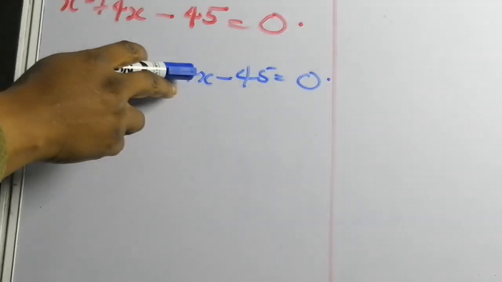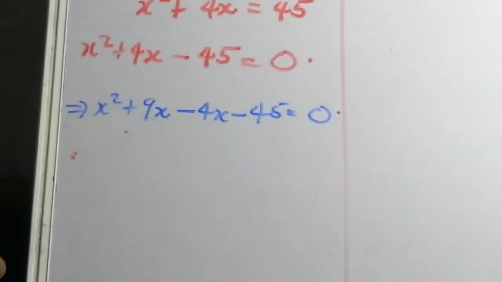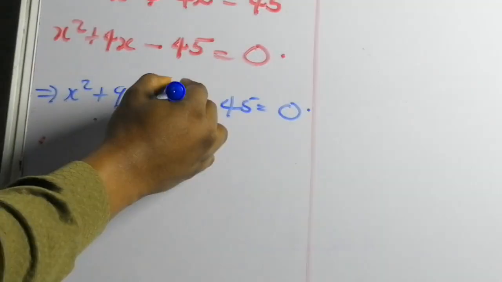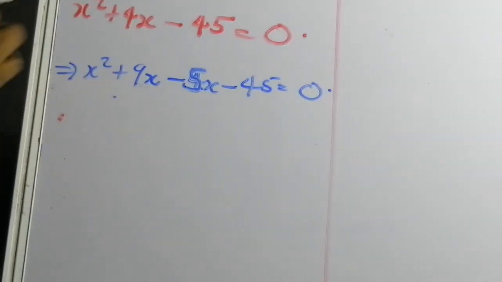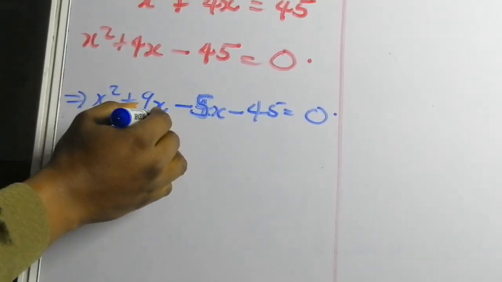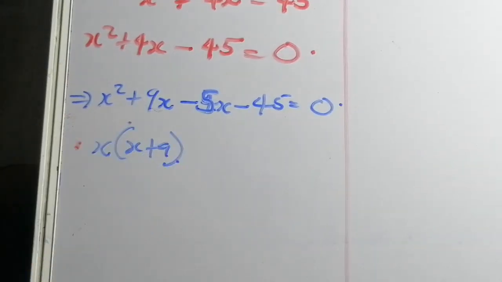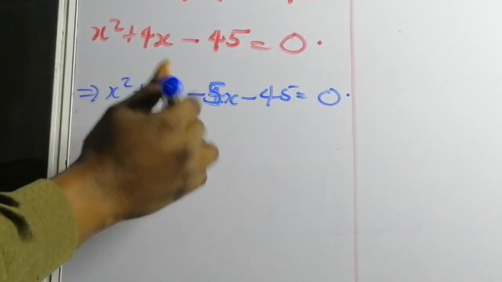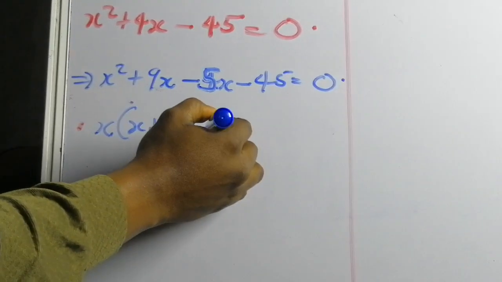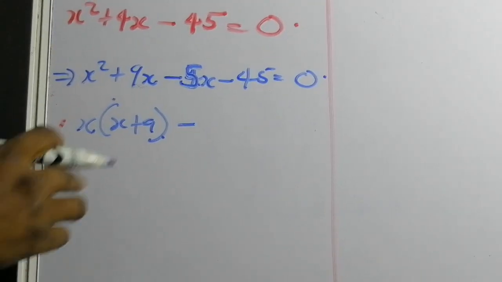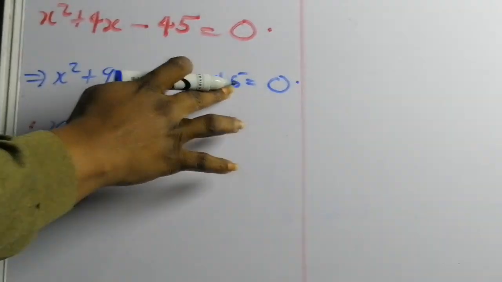So 9x minus 5x will give me 4x. Okay, so x is common here. That's x into x plus 9. Here, minus is common. Minus is here, minus is here. Bring it out. Now 5 is common. 5 can go in both of them.